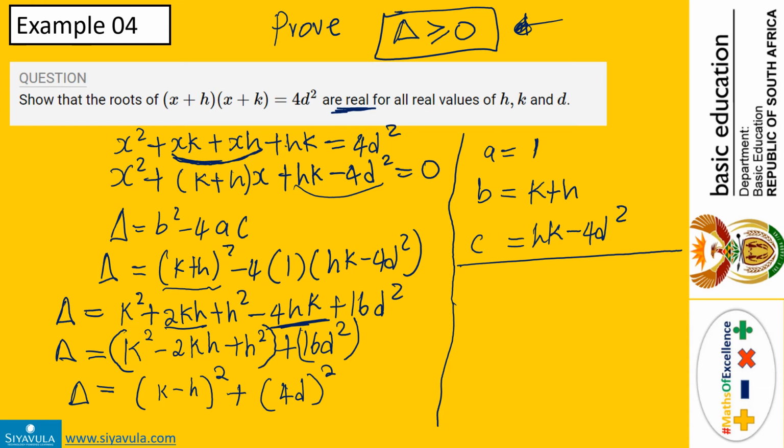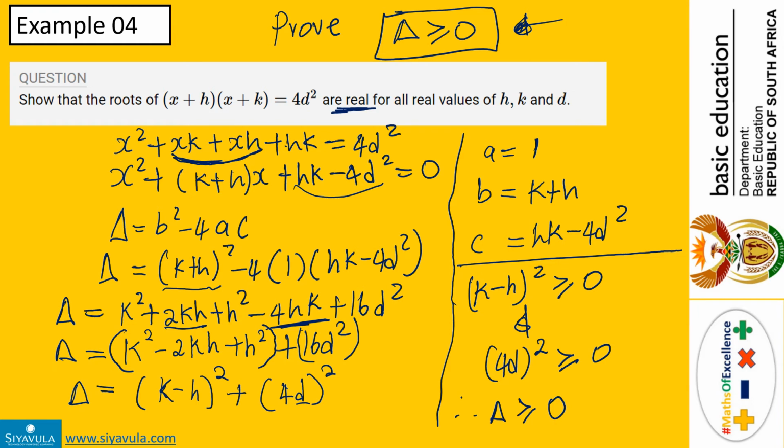So that we can show that there's no way, for any real values of k, h, and d, that if you substitute them there, those things are going to be negative, because anything squared is positive. So we can conclude (k minus h) squared will always be greater than or equal to 0. And also (4d) squared, because it is squared, will always be greater than or equal to 0. Therefore, this proves that our delta will also always be greater than or equal to 0.